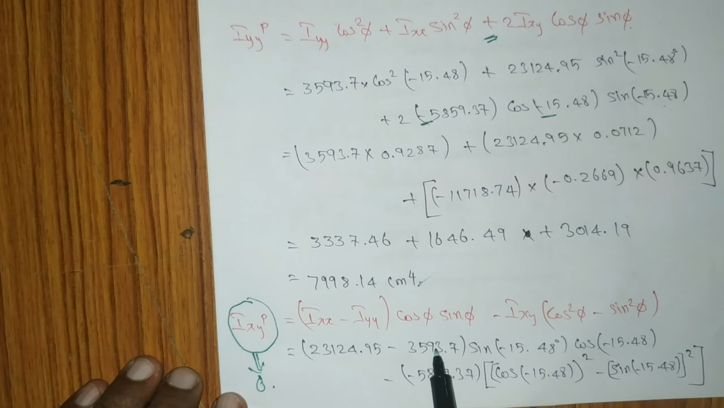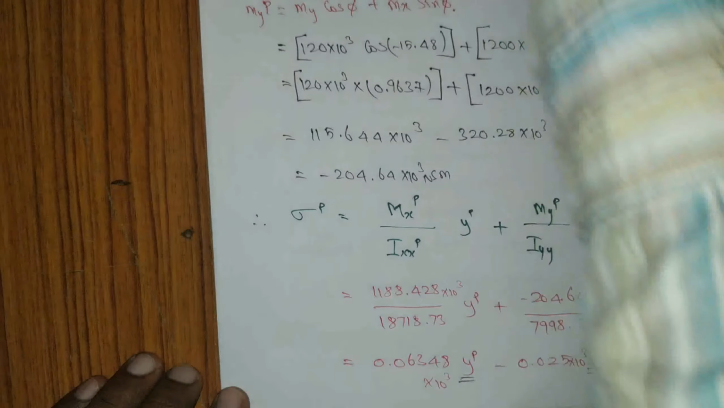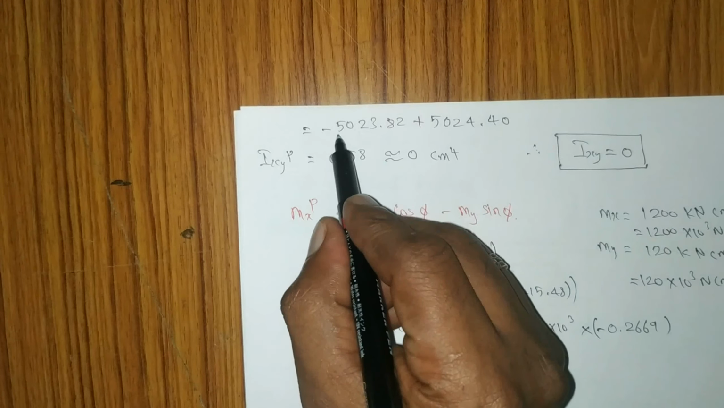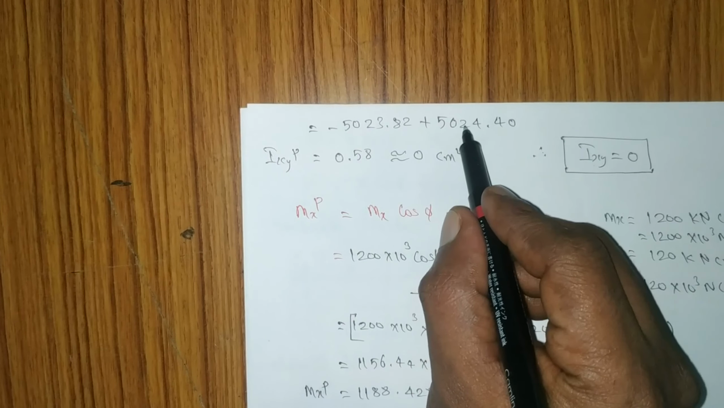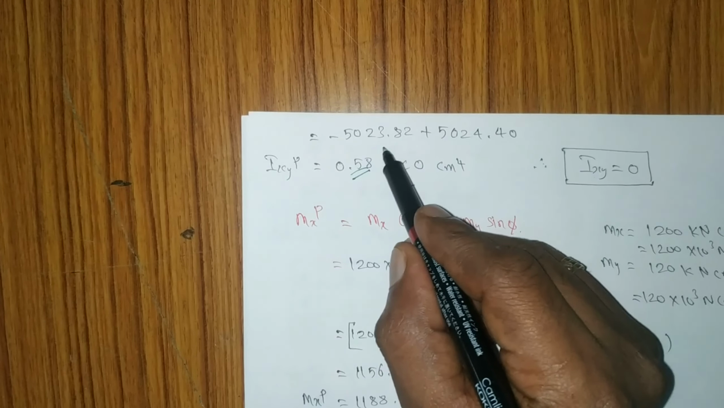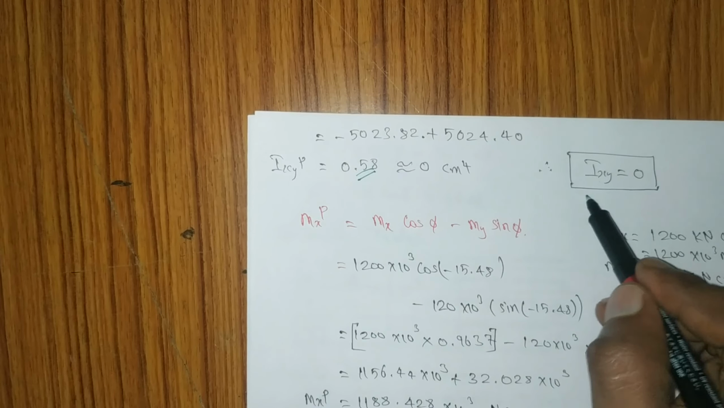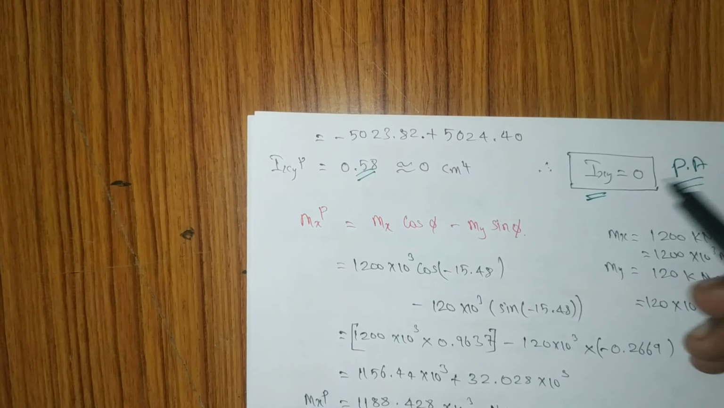So Ixx, Iyy we have put in, sinφ, cosφ values we put in, minus Ixy, cos²φ and sin²φ values substituted. If you change any minus, or you have missed any minus, definitely you will not get the 0 value. You should get 0 so that you know you are solving the principal axis method with the correct formulas and getting correct values. If you substitute, we get 0.58, which is nearly 0. Why nearly? Because if you take all the decimal values, then you will get exactly 0. So as per our principal axis method, we are getting Ixy equal to 0.